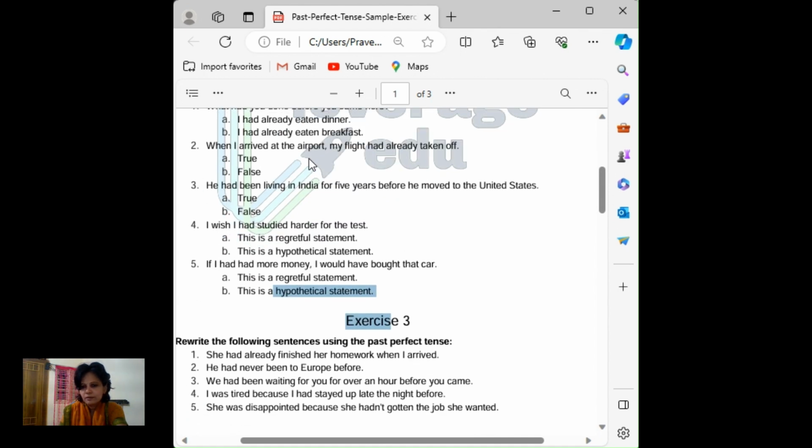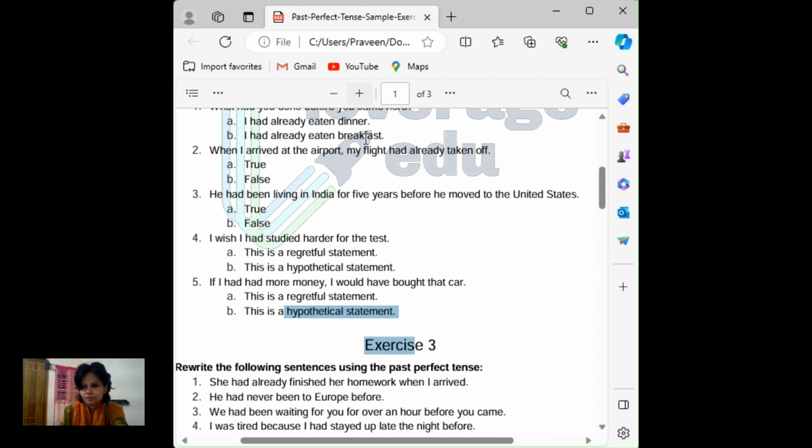And when I arrived at the airport, my flight had taken off. It's true, correct. What it means is, if you want to go to other countries, and before you reach that airport, the flight flew away. That flight had started already. That is what it means.